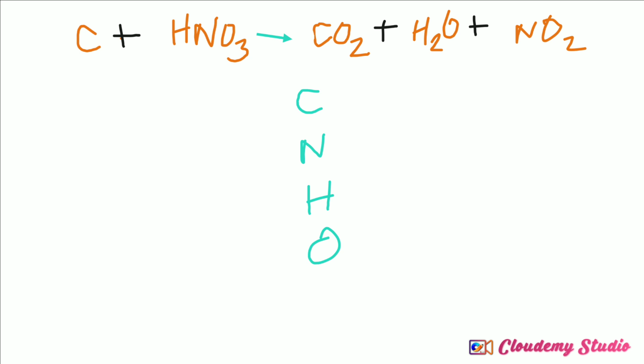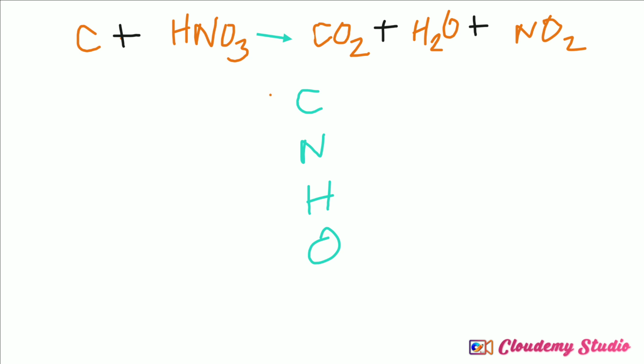This chemical equation, if we follow the traditional trial and error method or hit and trial method, we cannot balance easily. Let's check now. I have noted down the atoms present on the reactant side as well as the product side. They are carbon, nitrogen, hydrogen and oxygen. Now let's check the atoms on the left hand side as well as the right hand side.